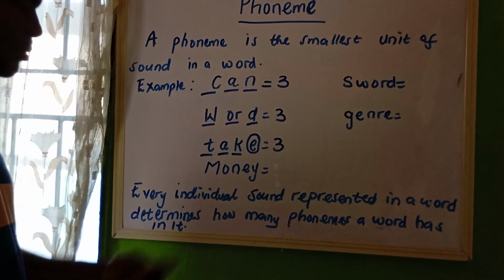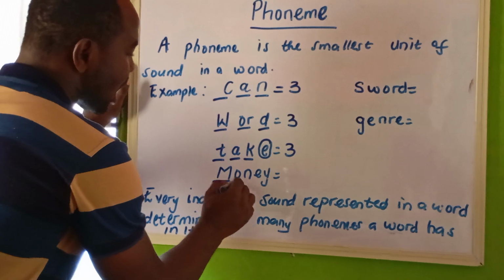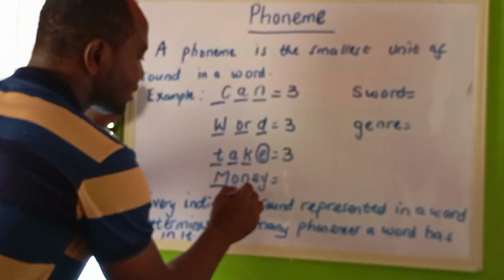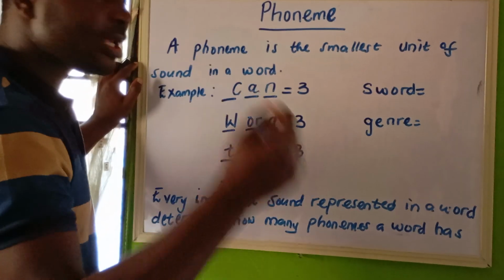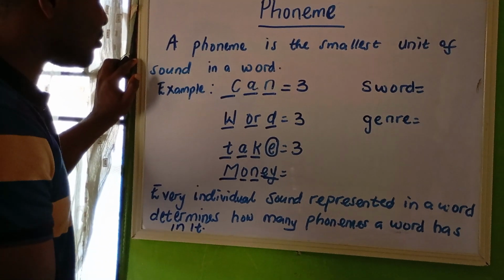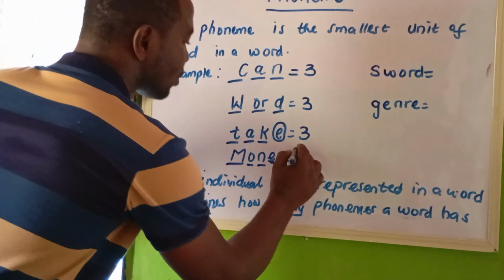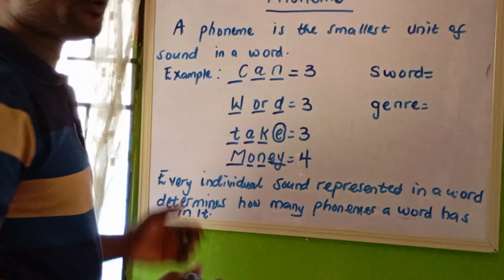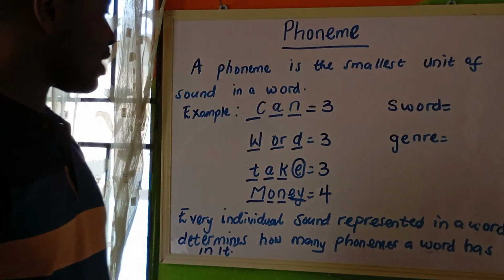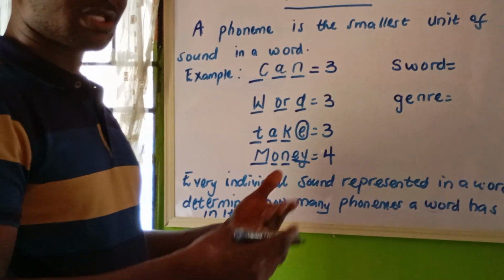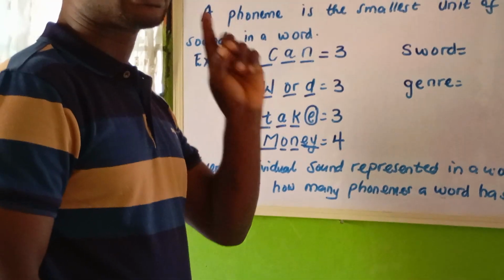What about money? The M sounds, the O sounds, and the letters EY make one sound, the sound E. So if we're to count the phonemes we have in money, we have 1, 2, 3, 4. In the word money, we have 4 phonemes. So when a child asks you, why do we have 5 letters and 4 sounds in this word? You tell the child, the letters EY are a grapheme making just one sound.